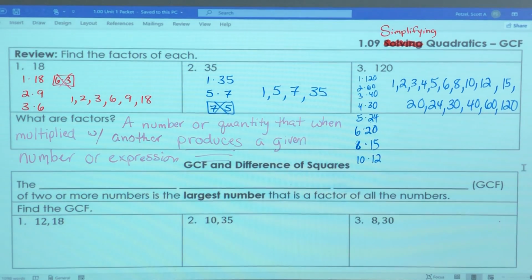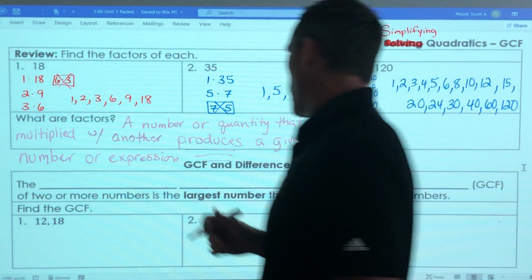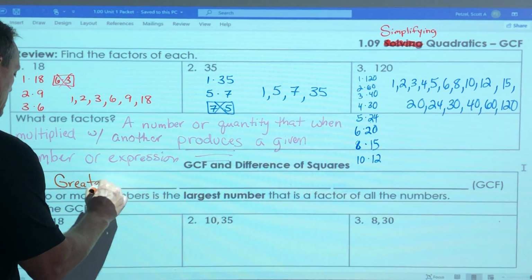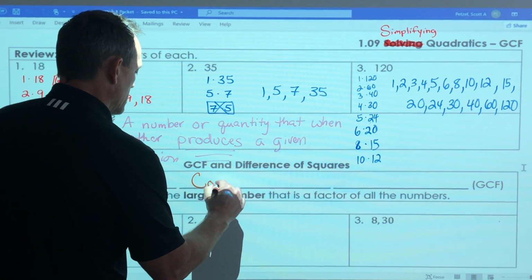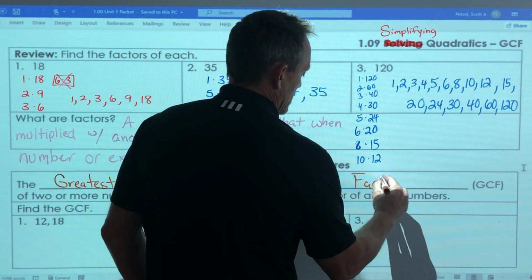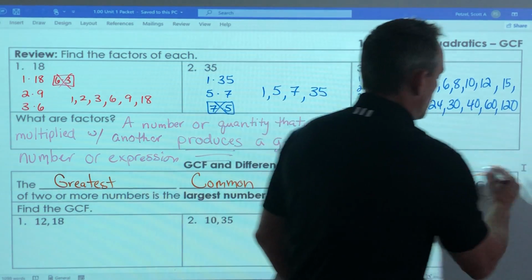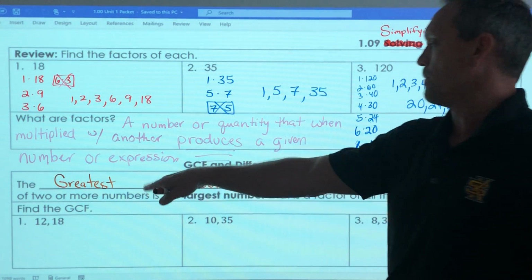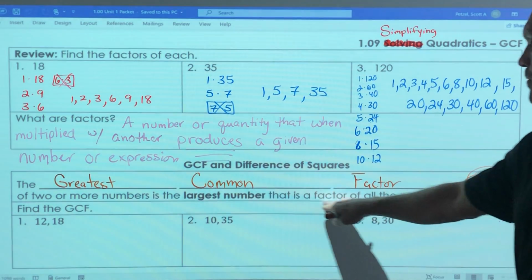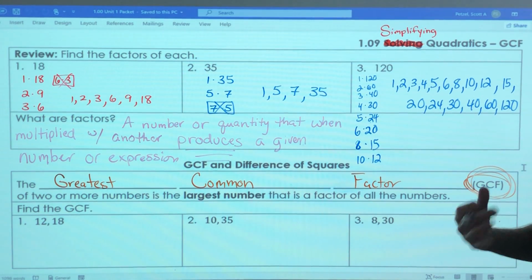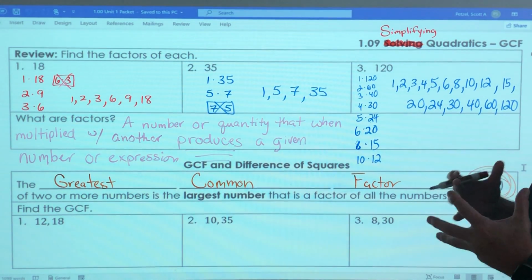So now it's asking us to determine GCFs and difference of squares, the greatest common factor. I will say GCF till I'm blue in the face. I'm always going to say GCF. The greatest common factor of 2 or more numbers is the largest number that is a factor of all the numbers. That's a lot of words. It gets confusing. At the end of the day, you need to know what are my greatest common factors.